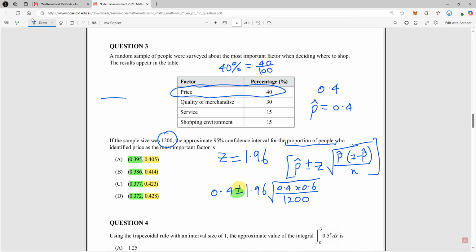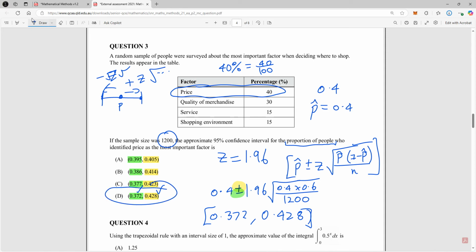If you want to imagine a confidence interval, it's like this, where that's your proportion, and that's your plus z and that's your minus z. So if you put these numbers in, you should get 0.372 for your lower one and 0.428 for your upper one. Now here you can match the numbers up. This one matches the lower bound and this one matches the upper bound, so this is the correct answer.